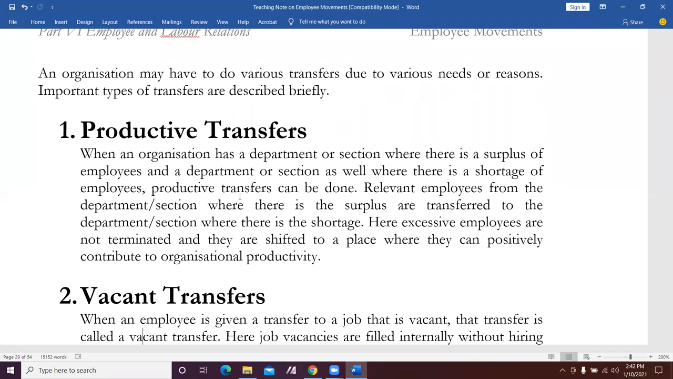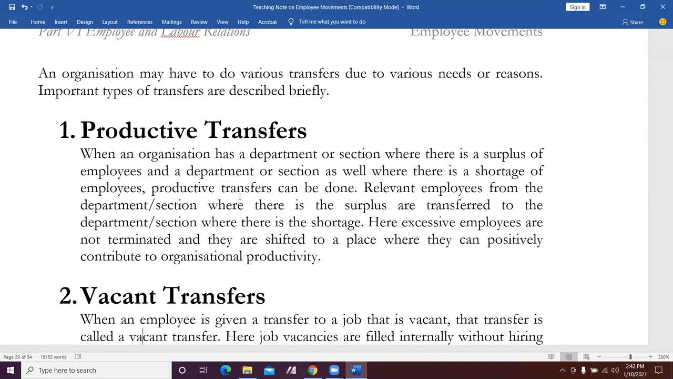Then what should we do with these three drivers? We can terminate them, or retrenchment. We can make them jobless and terminate them because they are no longer needed by the organization. Instead of that, we can ask them to get a transfer to the production department, where there's a shortage of employees.